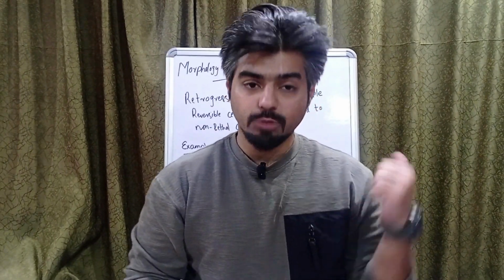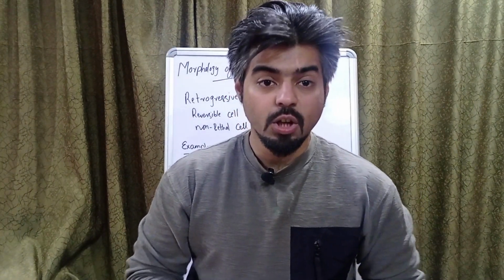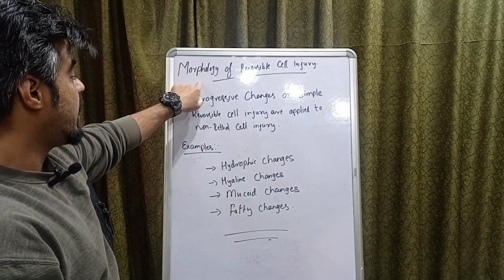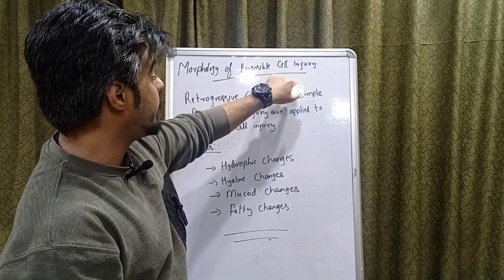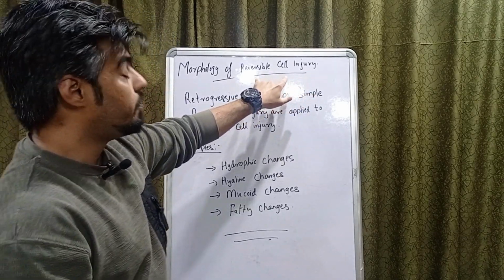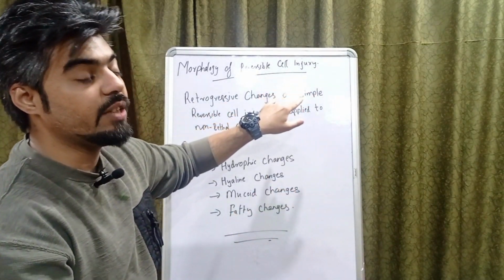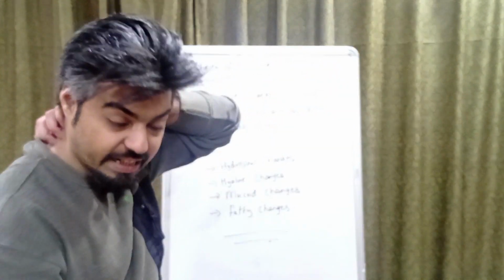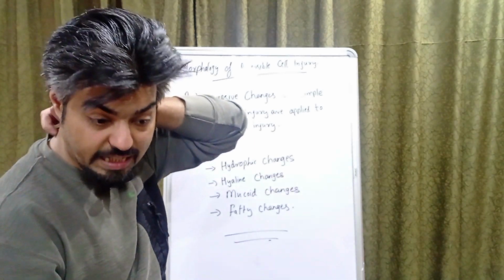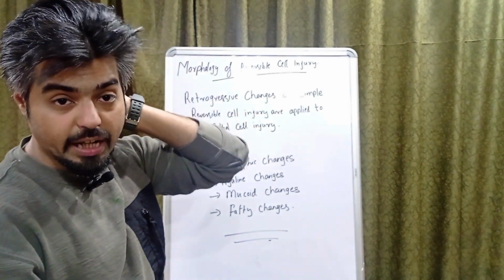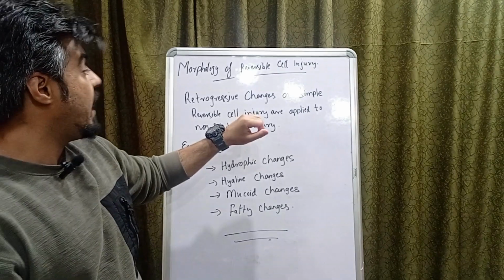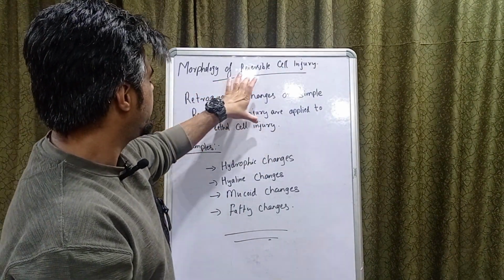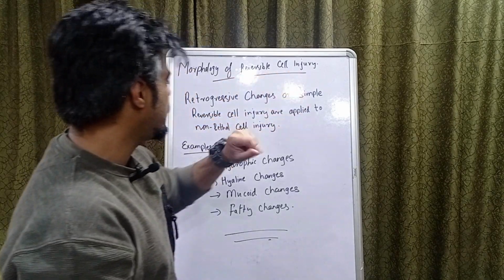Now coming to the topic. We are going to discuss the morphology of reversible cell injury. Previously, I have described what reversible cell injury is, what irreversible cell injury is, the molecular changes, the pathogenesis that takes place in it, and the different types of irreversible cell injuries. Now we are going to describe their morphology. Today, I am going to describe the morphology of reversible cell injury.